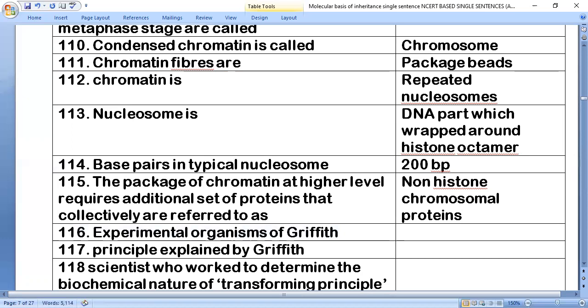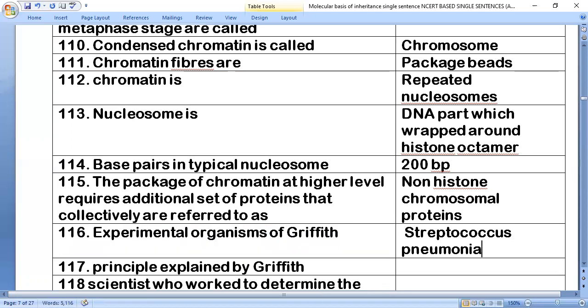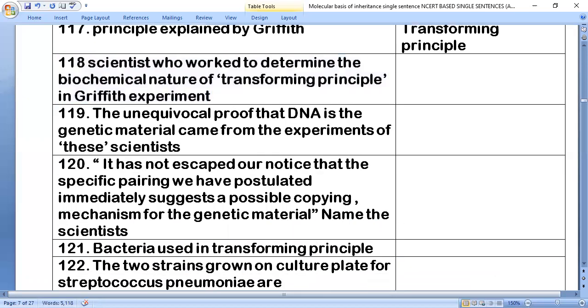Experimental organism of Griffith: Streptococcus pneumoniae. Principle explained by Griffith: transforming principle. Scientists who worked to determine the biochemical nature of the transforming principle in Griffith's experiment: Oswald Avery, Colin MacLeod, and Maclyn McCarty.